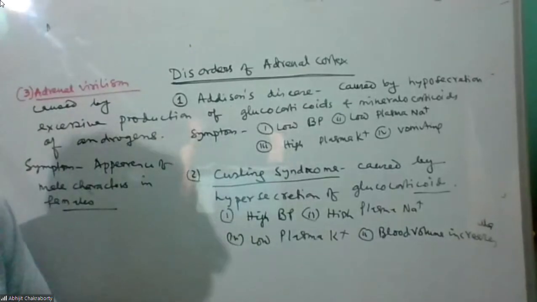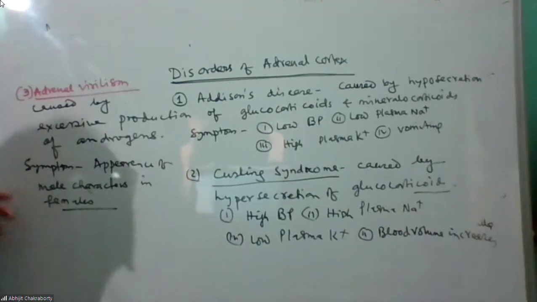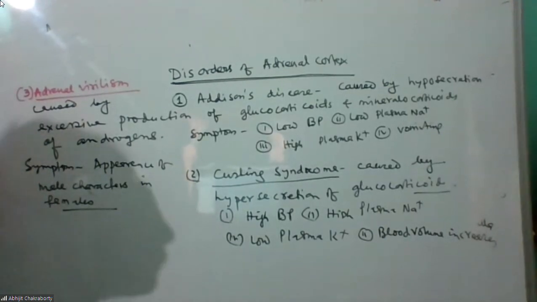Clear? This is called adrenal virilism. Red mustache found to be in female. That's why it's called adrenal virilism. Clear?